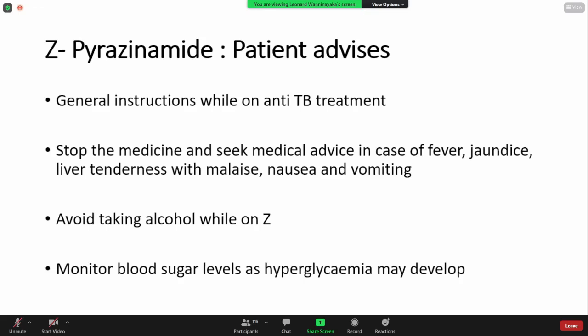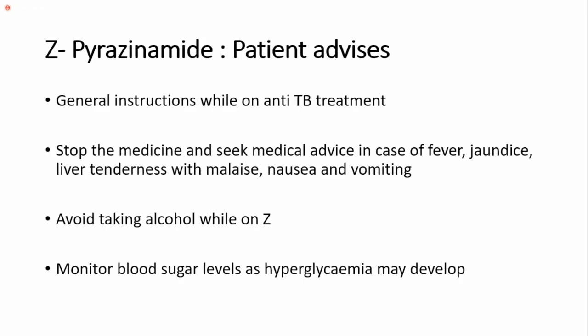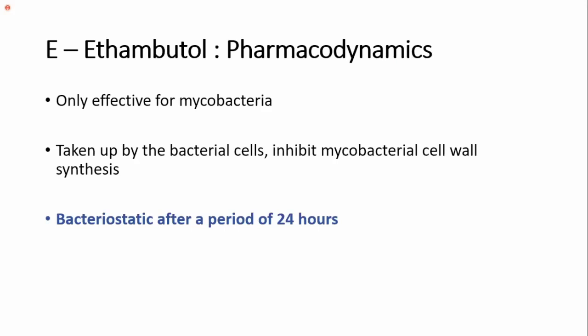So we've learned about isoniazid, rifampicin, and pyrazinamide. Let me go to the fourth and last first-line medicine, which is ethambutol. Ethambutol is exclusively used in the treatment of tuberculosis. It will be taken up by the bacterial cells, and this will inhibit bacterial cell wall synthesis. Ethambutol becomes bacteriostatic once the first 24 hours of its use have passed.